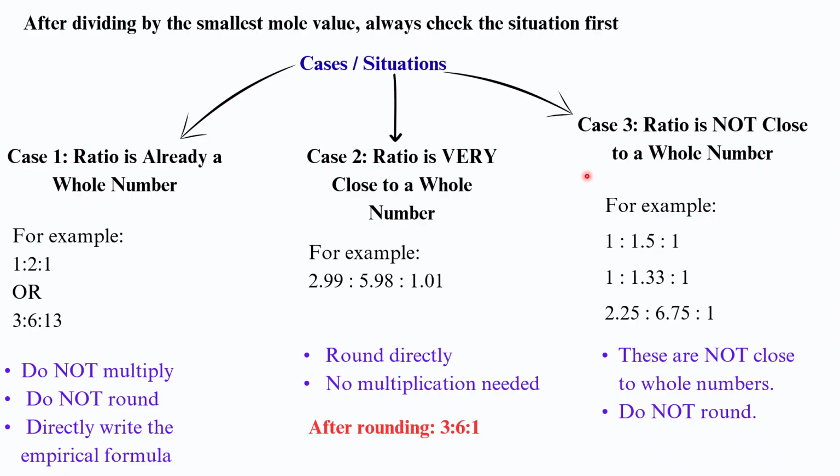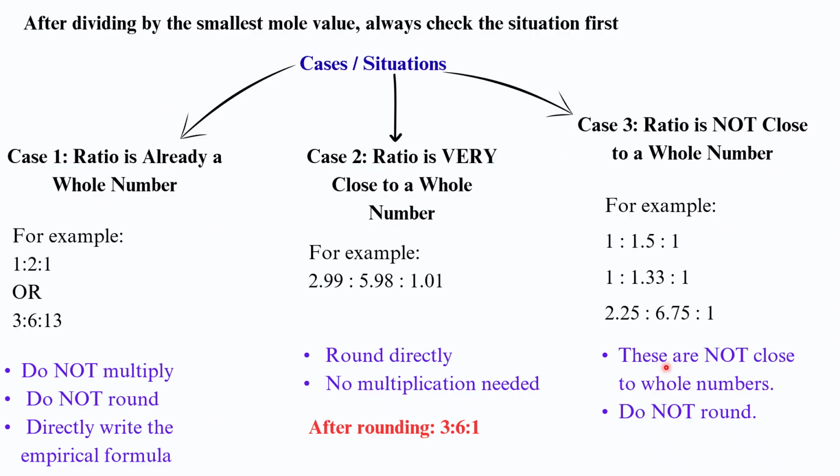But suppose the ratio that you are getting after dividing is not a whole number, and not even a decimal number that is very close to a whole number. In such situations, you will follow the method I'm going to teach. As you can see, here I have divided, but in the ratio I can see that it is not close to a whole number, nor is it a whole number. So I cannot use either this method or this method. In that case, I will follow the third method that I'm going to share.